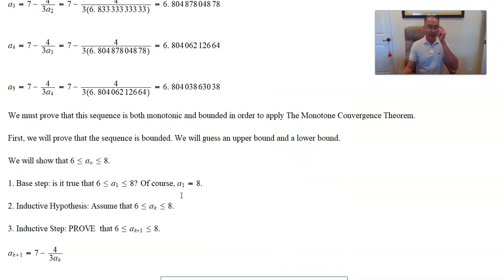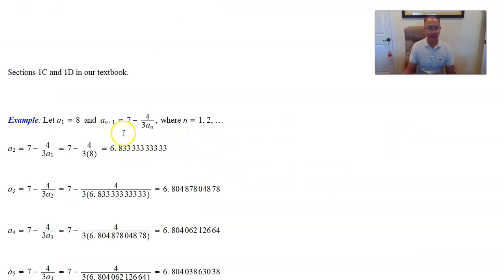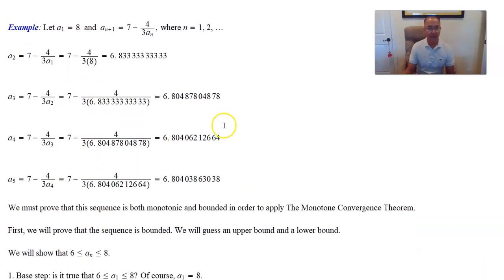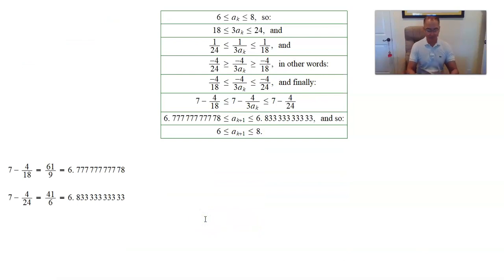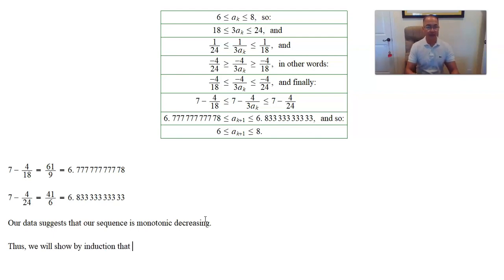Okay, so now we also have another goal. We want to show that it is monotonic. In which direction? Well, we started at 8, and then we went down to 6.83, and then 6.804, 6.80406. So it looks like it's going down. All right, so our data suggests that our sequence is monotonic decreasing. Thus, we will show by induction that the sequence is decreasing.